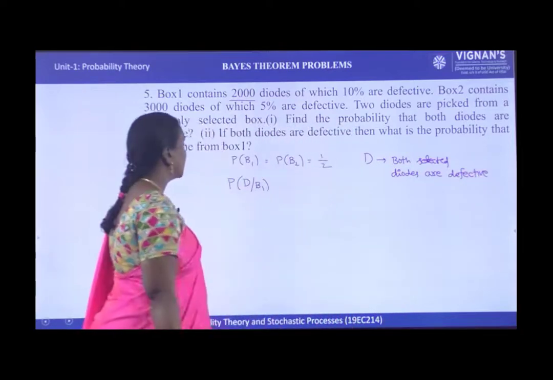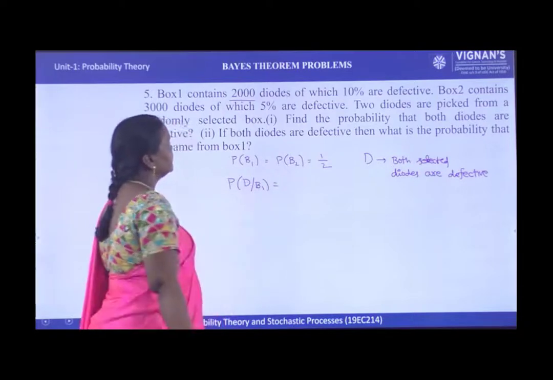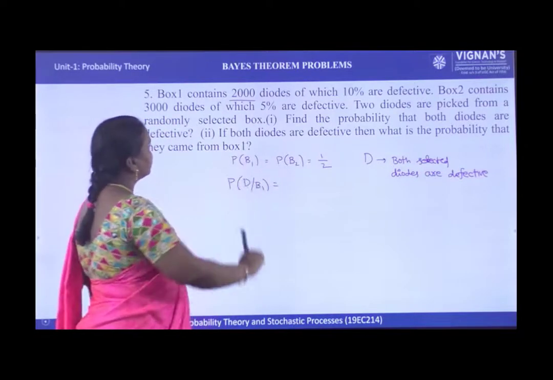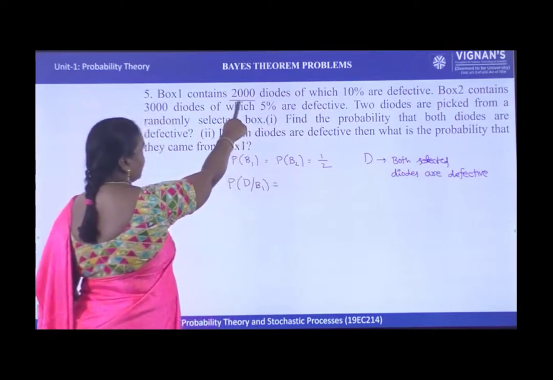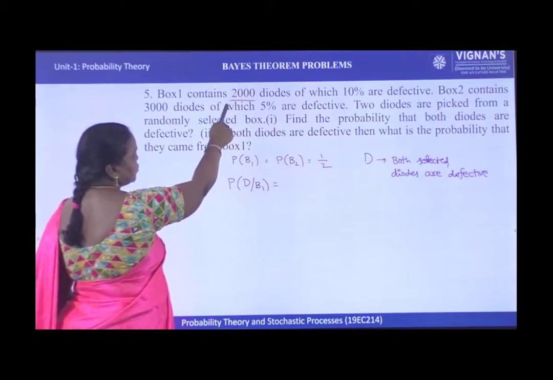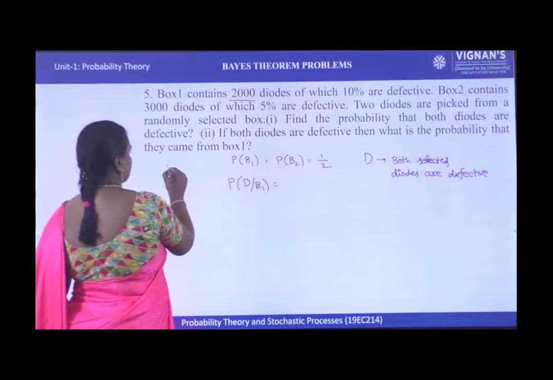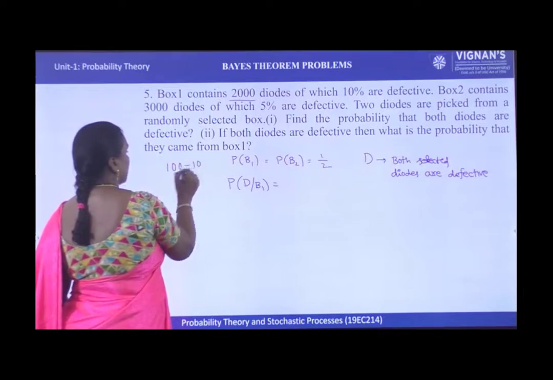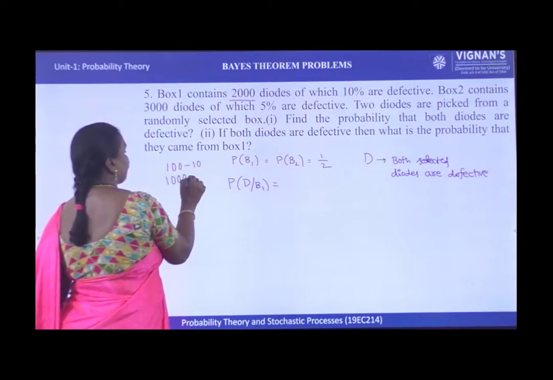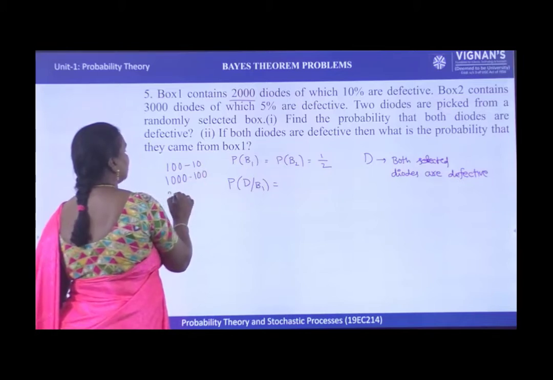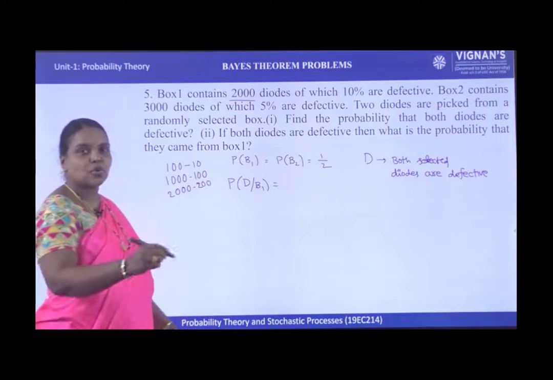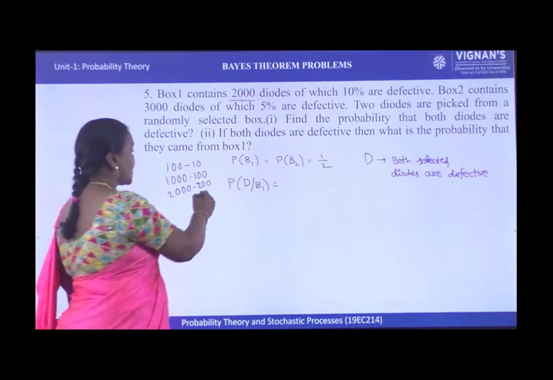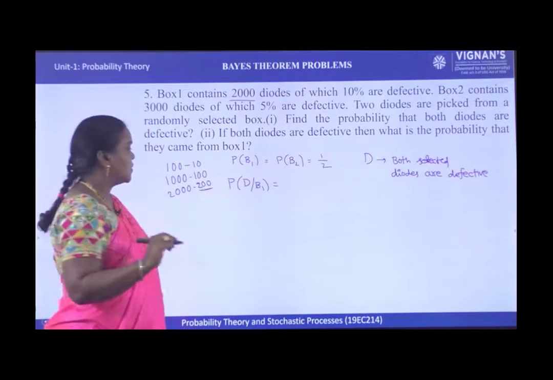Okay. So in box 1, what is that probability? 10% means, how many diodes are defective? In 2000, for 100 it is 10, for 1000 it is 100, and for 2000 it is 200, right? So 10% of 2000, or 2000 into 0.1, means 200 diodes are defective in box 1.